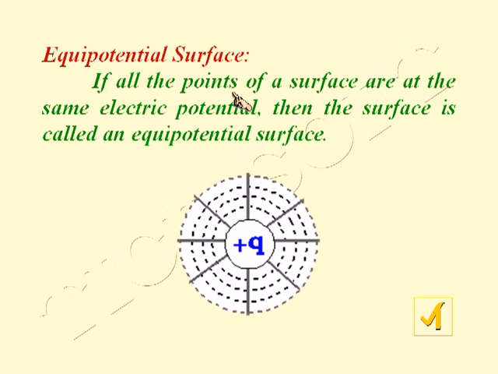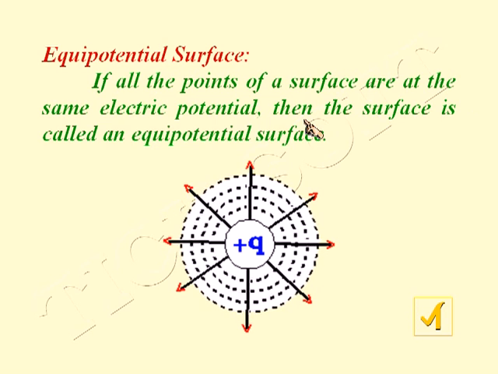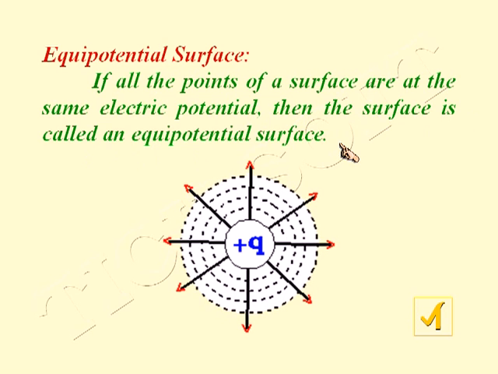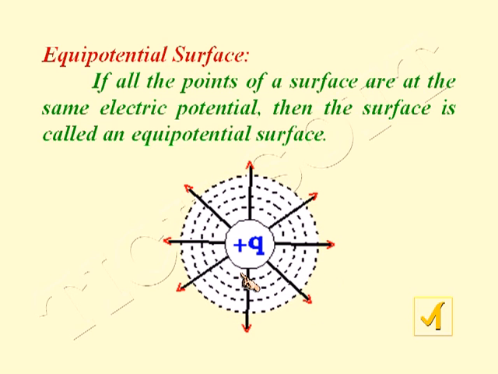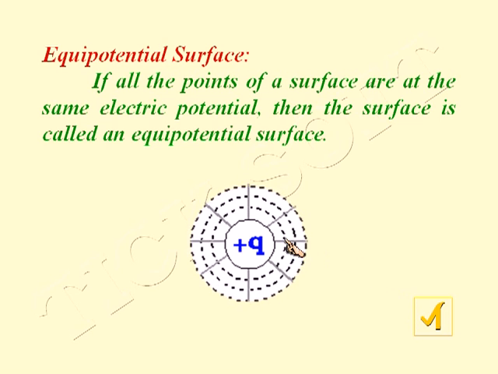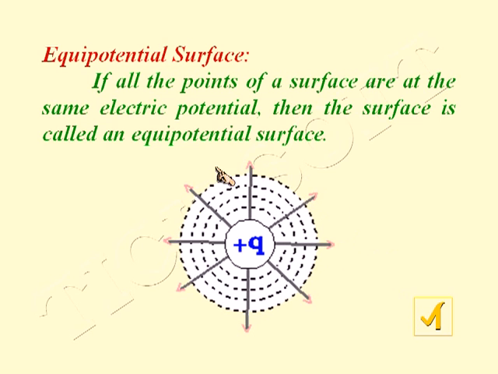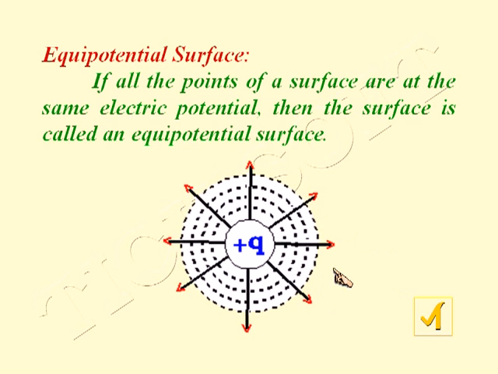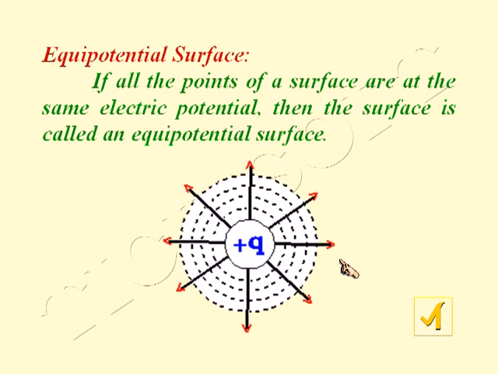If all the points of a surface are at the same electric potential, then the surface is called an equipotential surface. Now in the figure, in the first circle, all the points are equidistant from plus Q. So the first circle will be the first equipotential surface. Similarly, the second circle, third circle, fourth circle, all the points on the circle are equidistant from the charge Q. So this surface is called an equipotential surface.